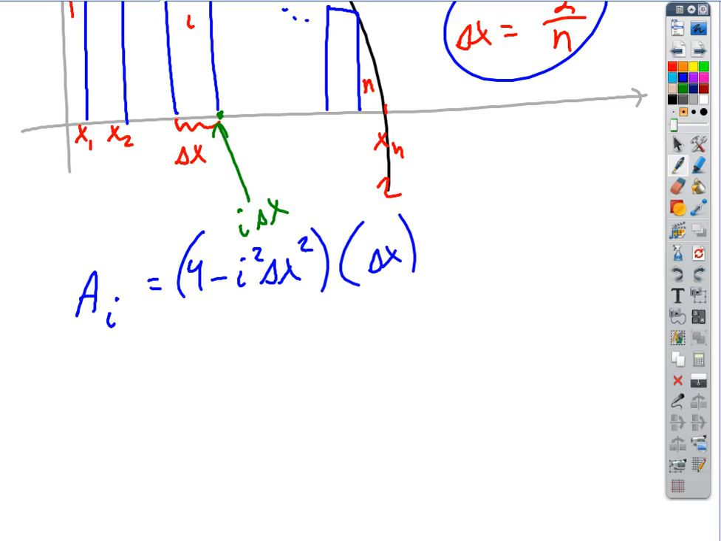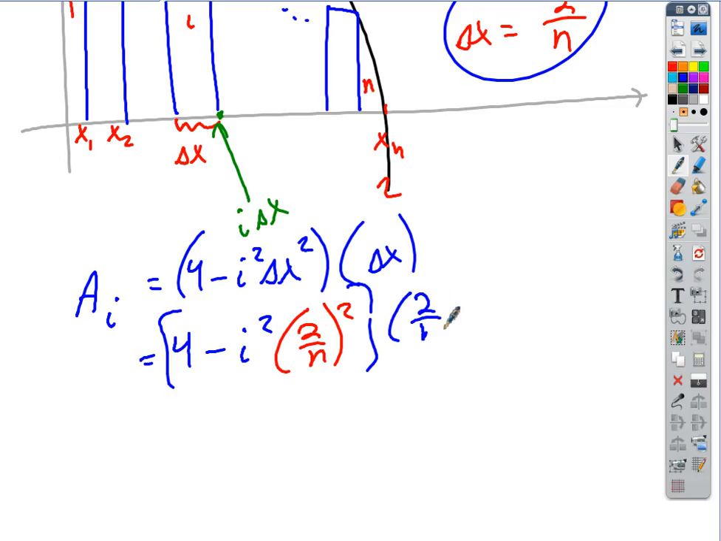And this becomes 4 minus i squared times 2 over n squared, because that's our delta x. And then the width delta x is 2 over n. Now that's pretty cool. Now we've got the area. Look at that, we've got the area of this ith rectangle.